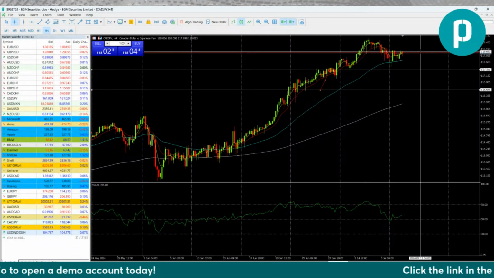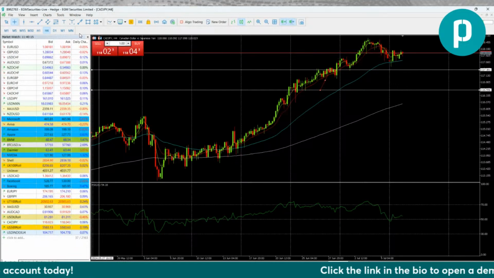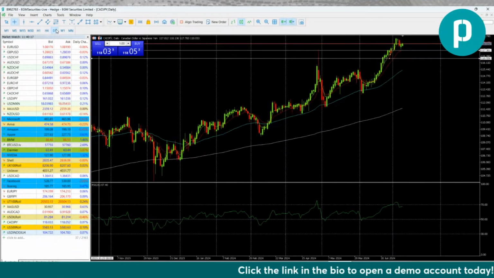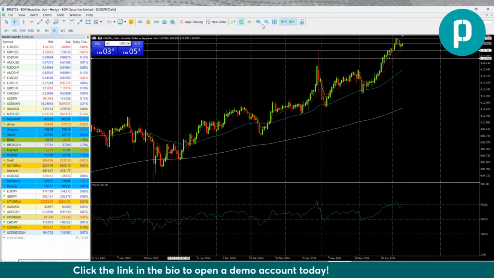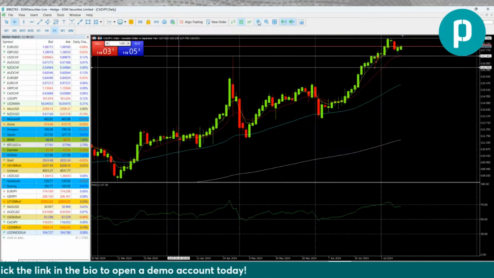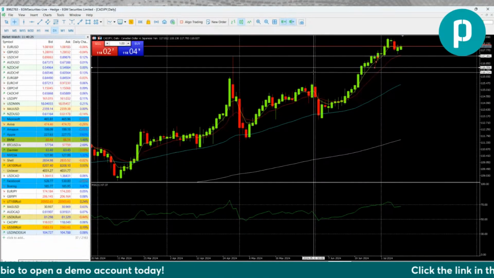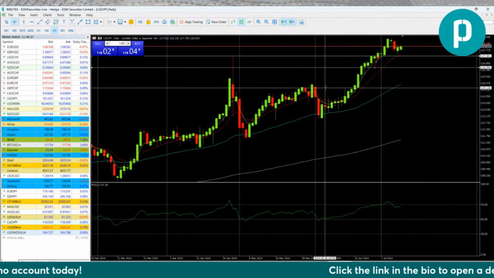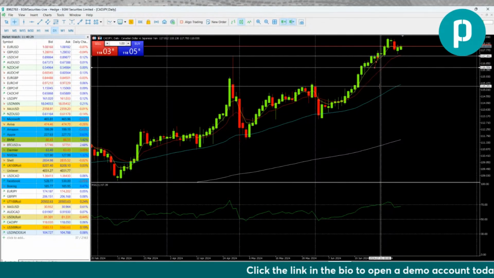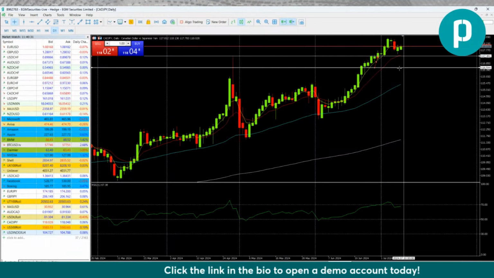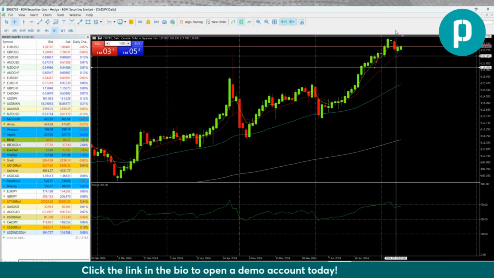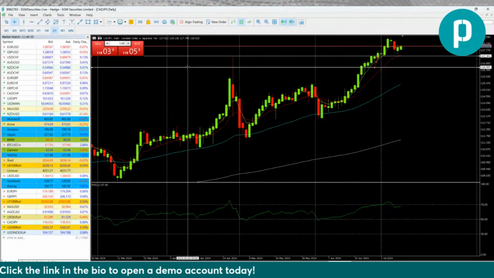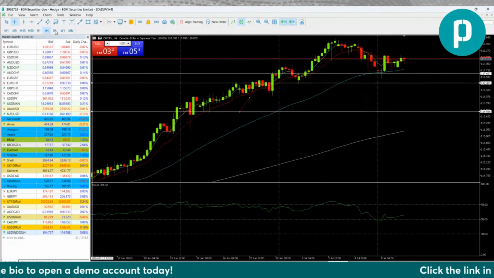Maybe we should be looking for opportunities to go long. And then after that, maybe we should see short opportunities. Maybe a formation of a double top, and then we could see a drop.